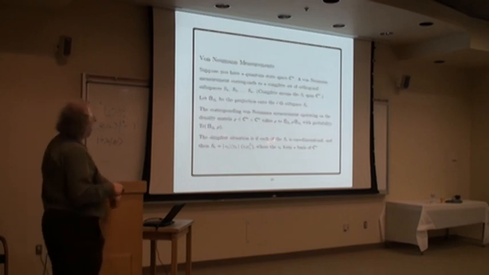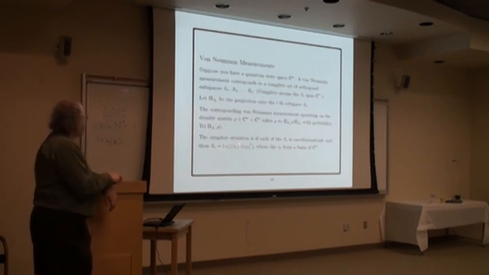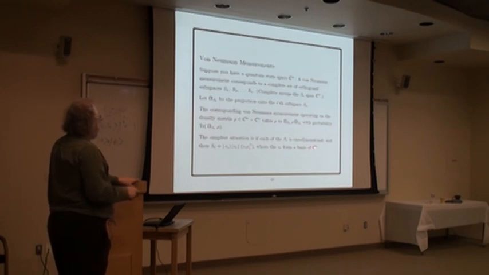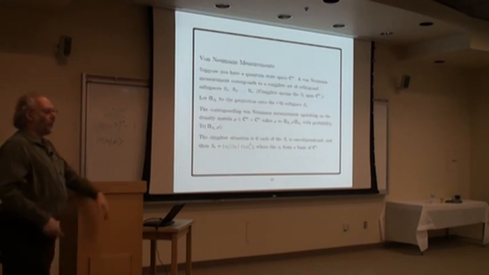The simplest situation is if each of these S_i is one dimensional. Then the projection is rank one, which is just a pure quantum state, so that's v_i v_i dagger. And these v_i's form a basis of C^N. You've seen this already: if you have a density matrix rho, then the probability that it's in state S_i is the trace of v_i dagger rho v_i, which is v_i dagger rho v_i, which is what we saw before.